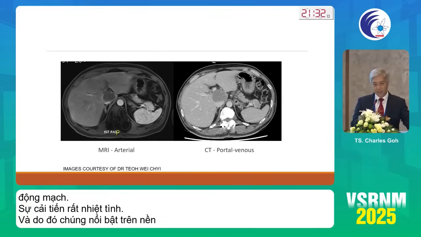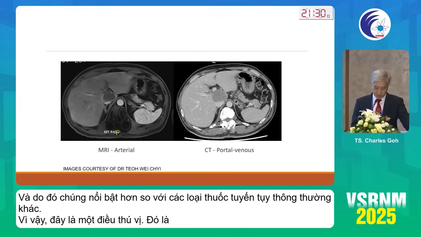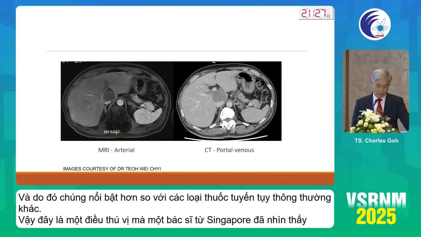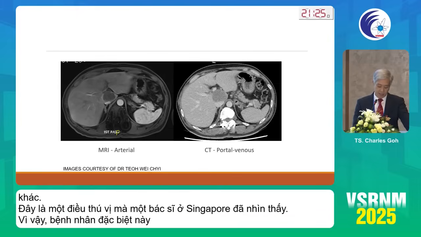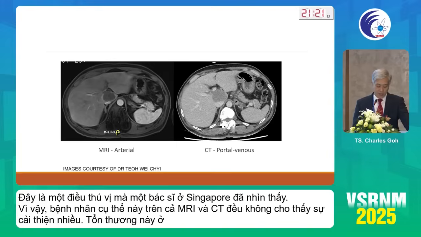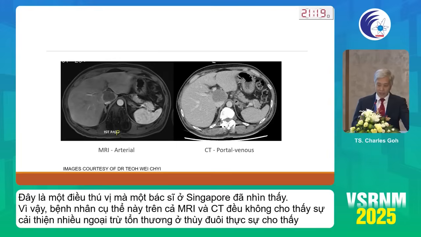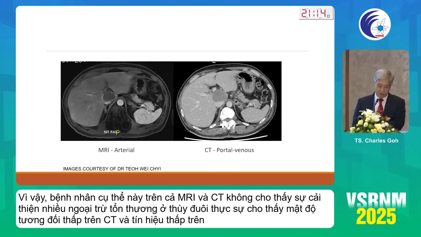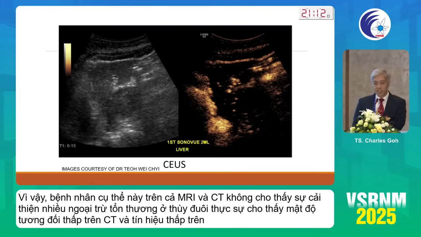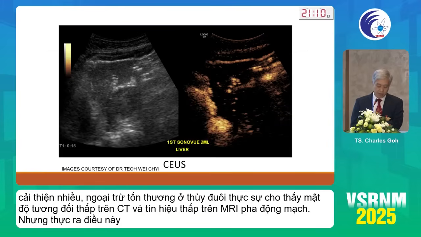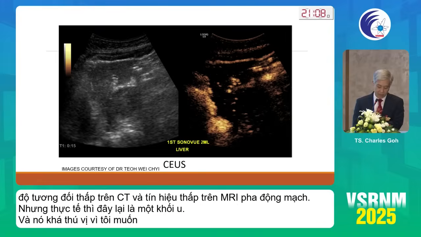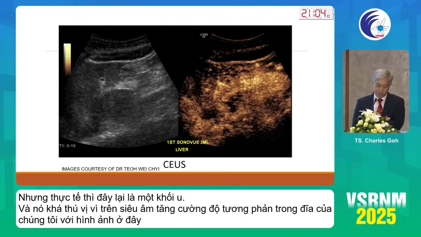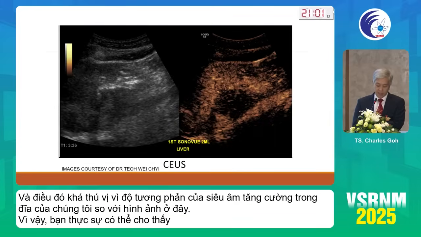So this is an interesting case that was shared with me by Dr. Teo Wei Chi from Singapore. So this particular patient on both MR and CT didn't show very much enhancement. In fact, this lesion in the caudate lobe actually shows relative hypodensity on the CT and low signal on the arterial phase MRI. But this actually turned out to be a neuroendocrine tumor, and it was quite interesting because on contrast-enhanced ultrasound, and I'll page through the images here, the lesion actually showed very rapid enhancement and then washout.